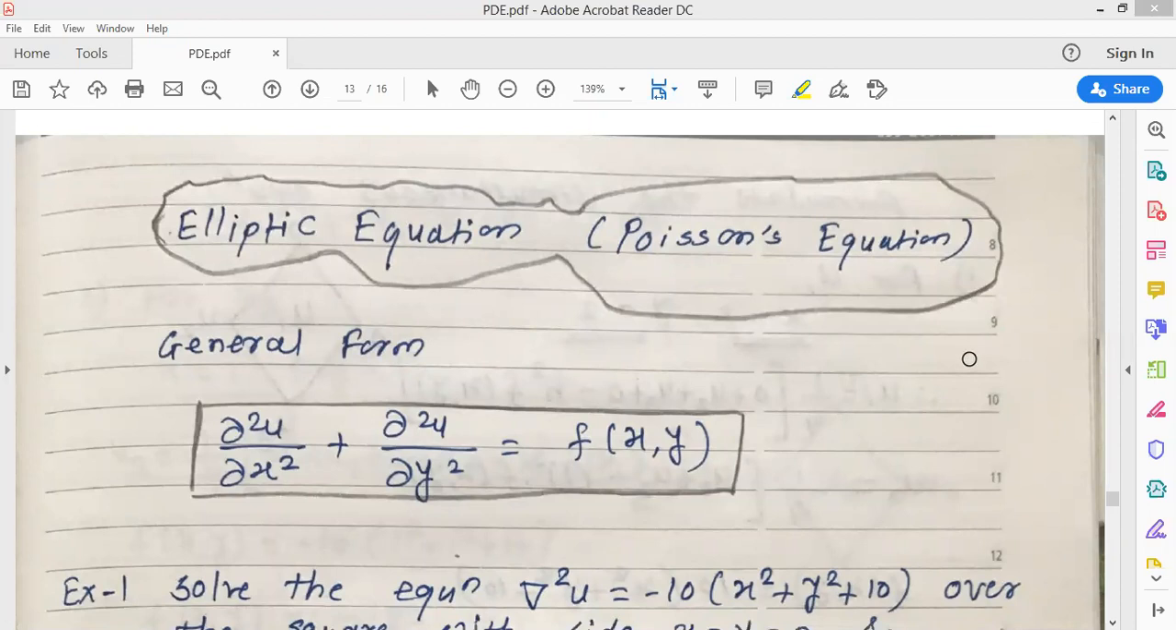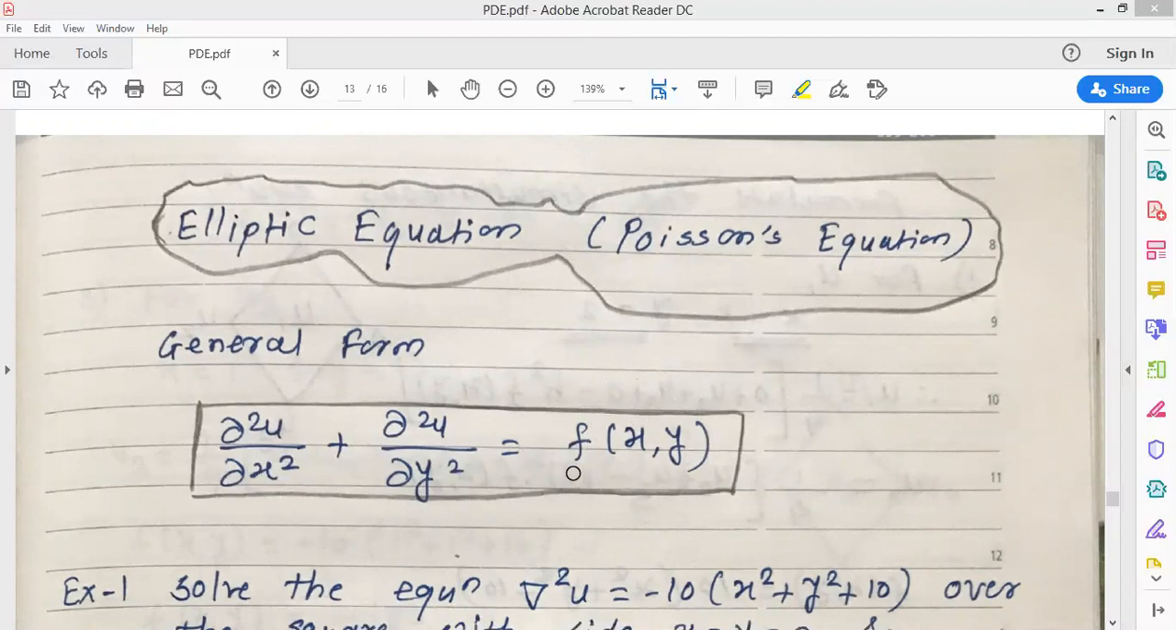Hello student. Today we are going to discuss the Poisson's equation. The generalized form of Poisson's equation is ∂²u/∂x² plus ∂²u/∂y², which is equal to a function in terms of x and y.